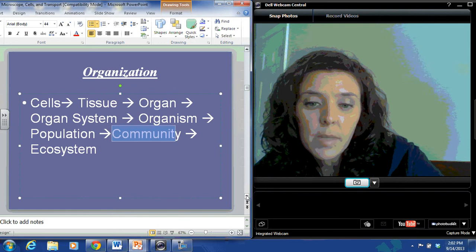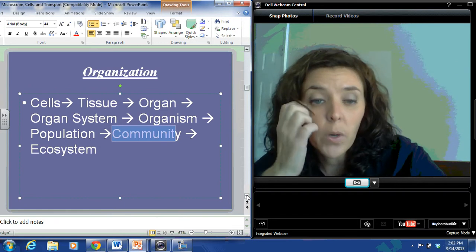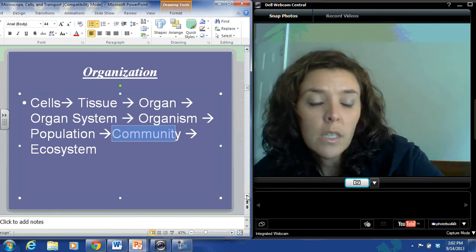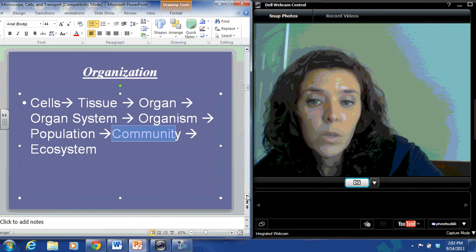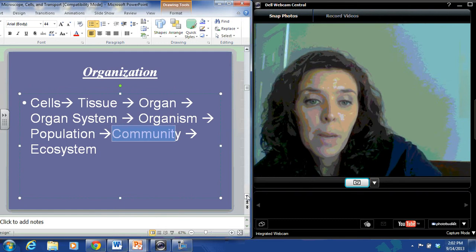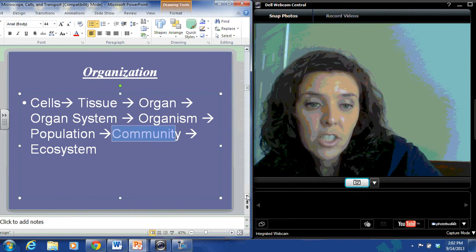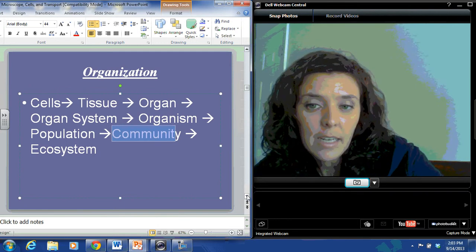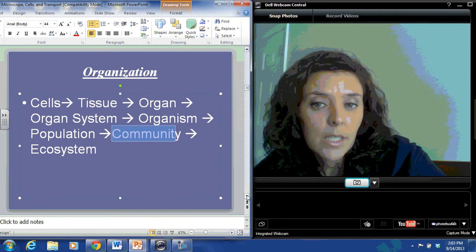Okay, so cells become tissues, tissues become organs, organs form into organ systems, which make the organism. Organisms of the same species make the population, and then several populations make the community, and then adding in abiotic factors, you get the ecosystem.